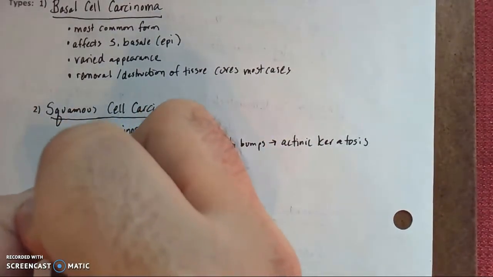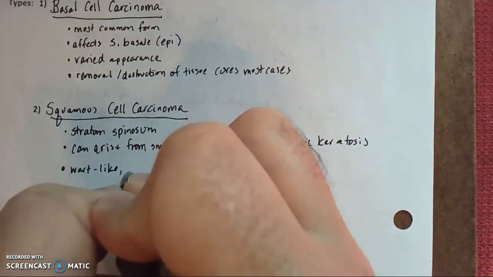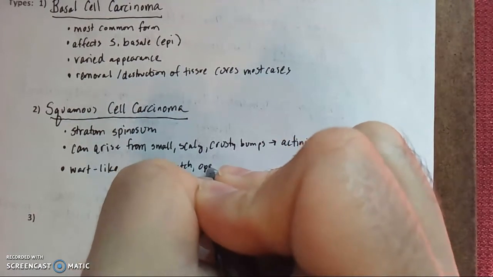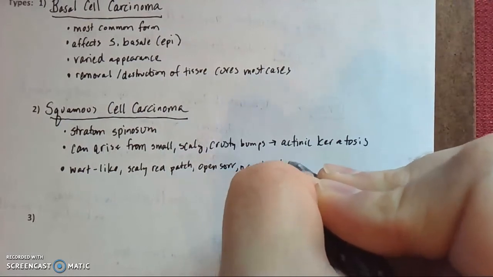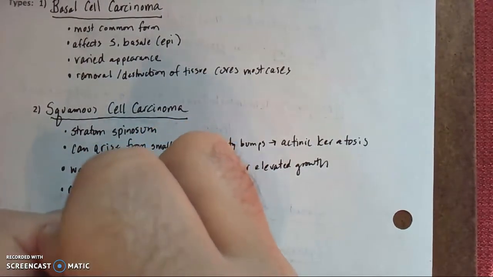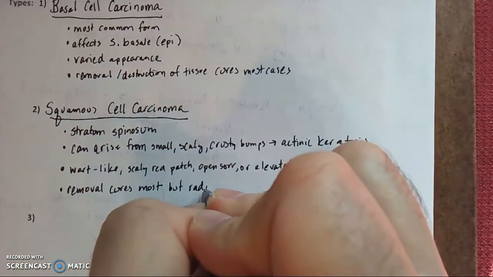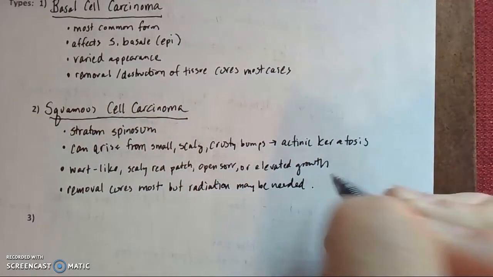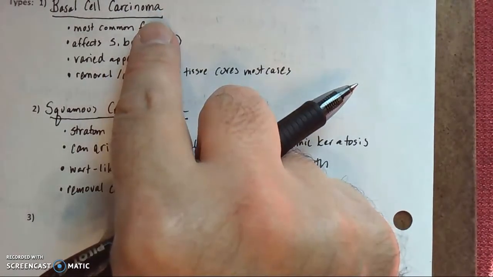And these usually appear in a varied appearance too, but they tend to be wart-like, a scaly red patch, an open sore, or an elevated growth. So again, varied appearance. Removal cures most, but radiation may be needed. So this one's a little bit more serious than basal cell carcinoma. All cancers are serious, but not as bad.